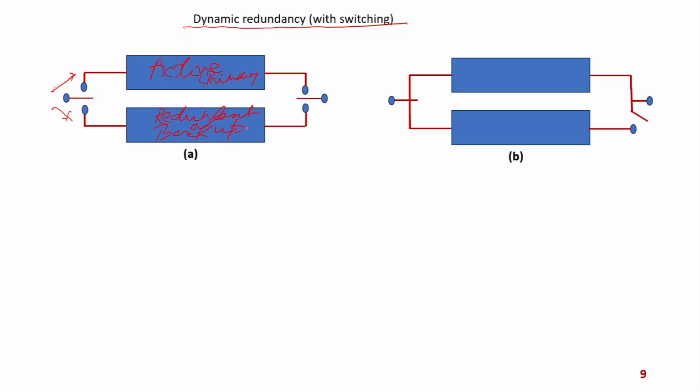So, the concept is like that. Suppose this active one fails, so automatically the switch will come to this position, and this switch will also come to this position. So, this will come here, this will also come here, and this will start operating. Okay. But what is needed here?